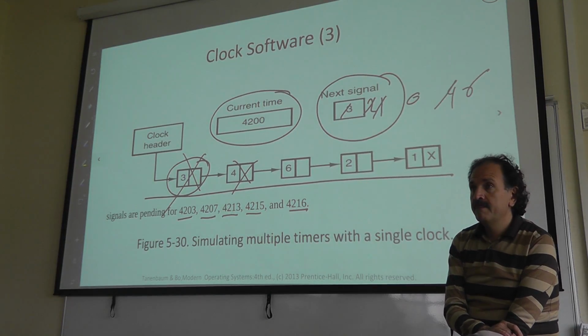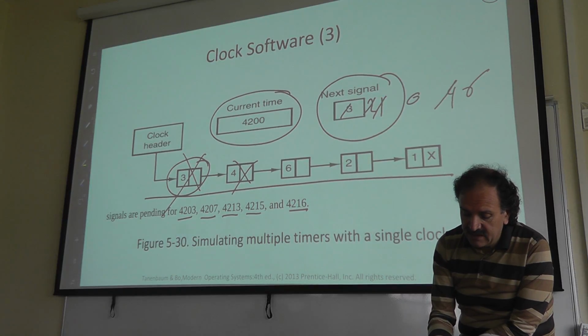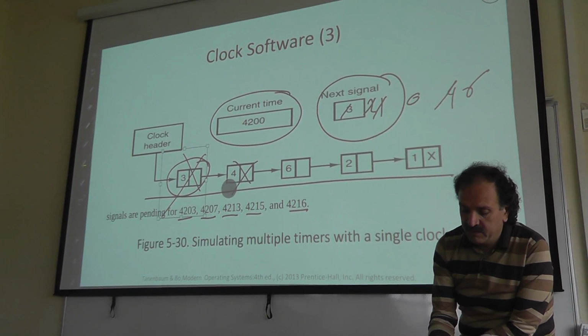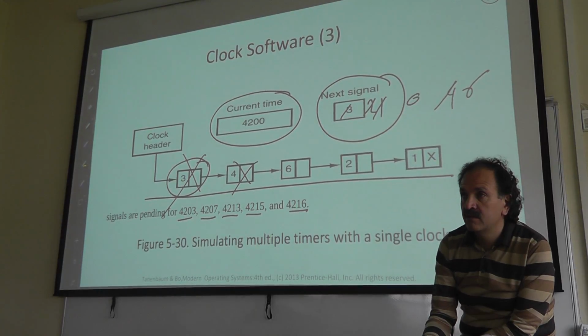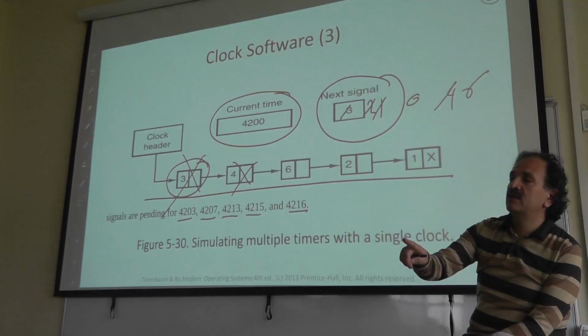Yes? After removing 3, it doesn't become 4, it becomes 1. No, so these are the numbers. One process says that 4203 is when I am going to be signaled. This one says that 4207. So it is 3 plus 4 plus 6 plus 2 plus 1. So I understand your question. I made a mistake, sorry.